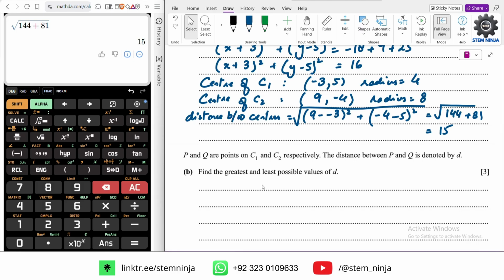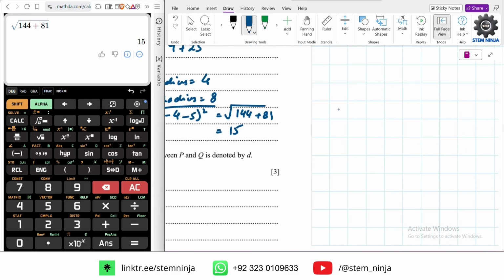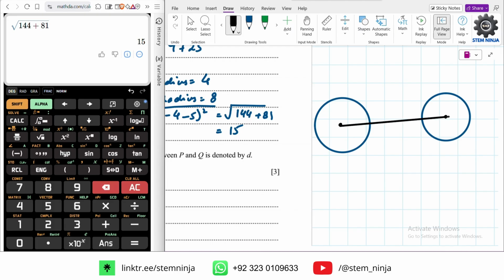Okay. P and Q are points on C1 and C2 respectively. The distance between P and Q is denoted by D. Find the greatest and least possible values of D. Okay, so that could only be the case if we are talking about, for example, these two. So this is the line joining the two centers.